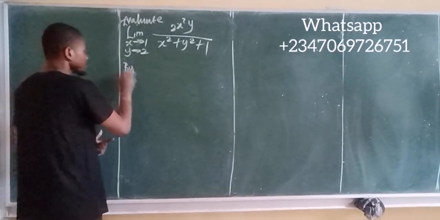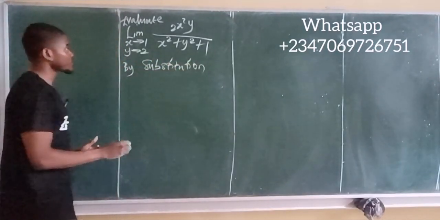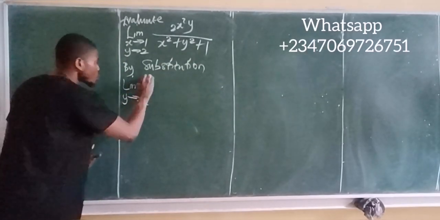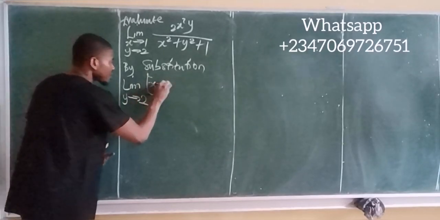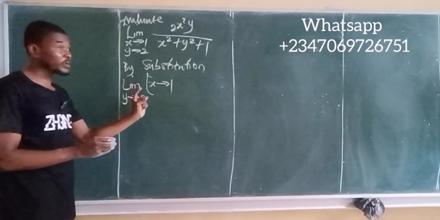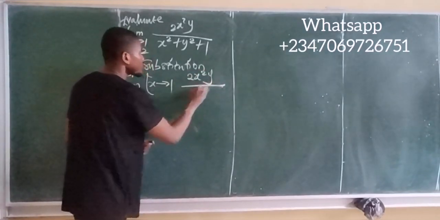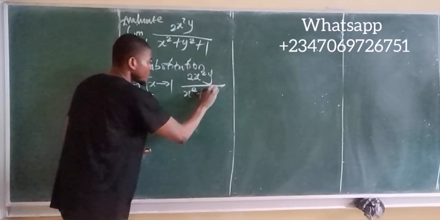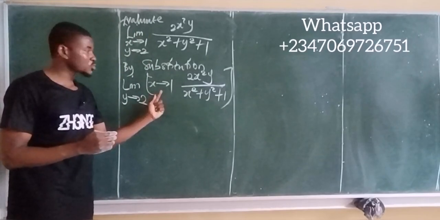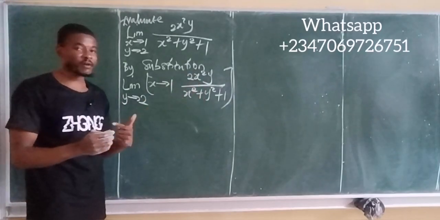So by substitution, which is the very first method to try, this becomes limit as y tends to 2. So we simply test first as x tends to 1. Pull x tends to 1 into the bracket and test for it first. So we have here 2x squared y all over x squared plus y squared plus 1. Now we try when x tends to 1. So we simply put in the value of x as 1. Wherever we see x in this equation, simply put in the value as 1.